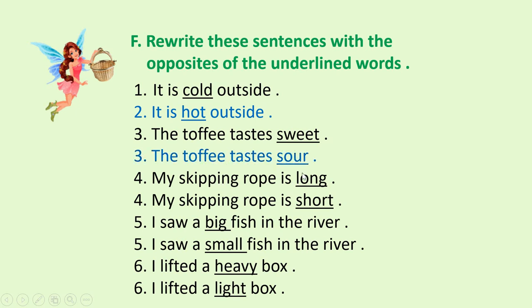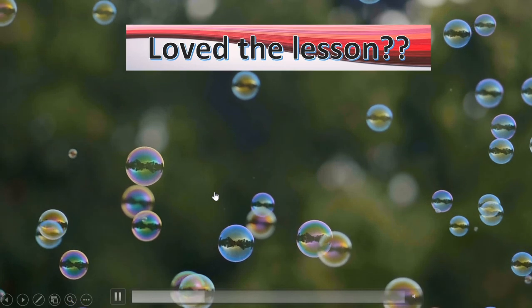My skipping rope is long. My skipping rope is short. I saw a big fish in the river. I saw a small fish in the river. I lifted a heavy box. I lifted a light box. Clear? So, here ends the chapter.